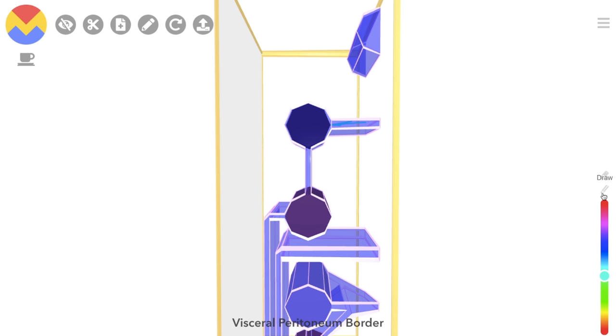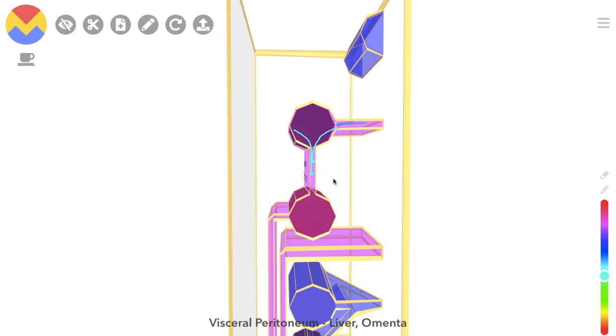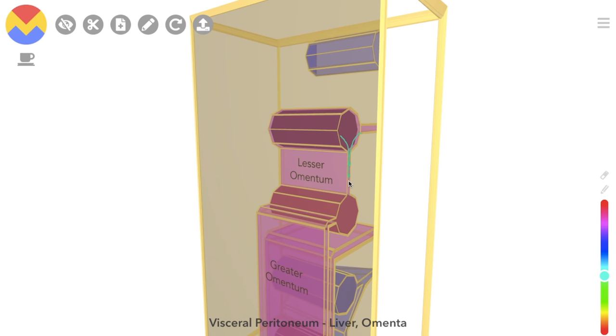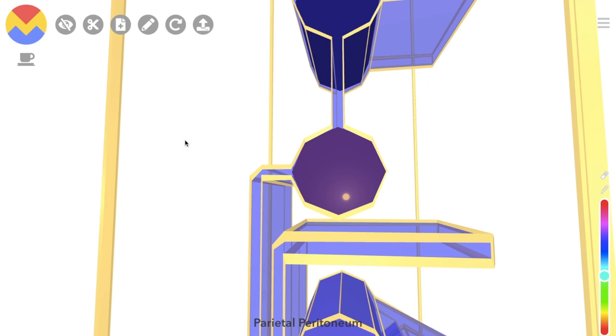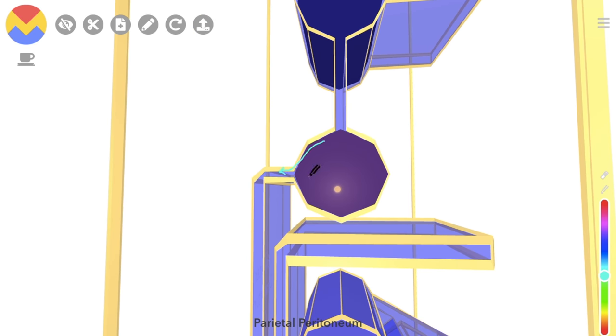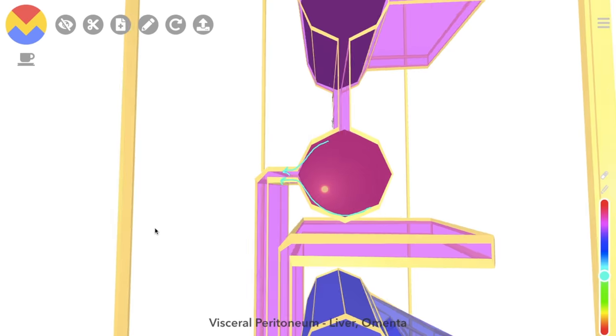This being a schematic version of the liver, there are two layers extending from the liver which contribute to the visceral peritoneum of the stomach. And double layers of peritoneum connected like this to the stomach are known as omentum. The double layer attaching to the lesser curvature of the stomach is the lesser omentum. The double layer attaching to the greater curvature of the stomach is the greater omentum.